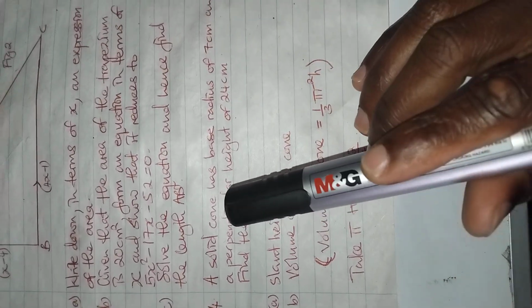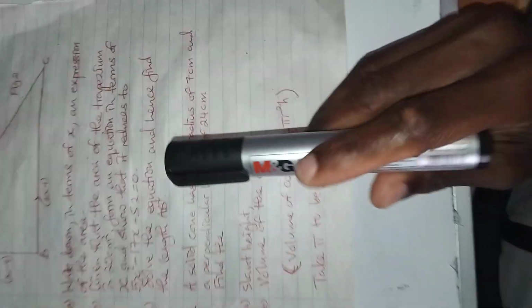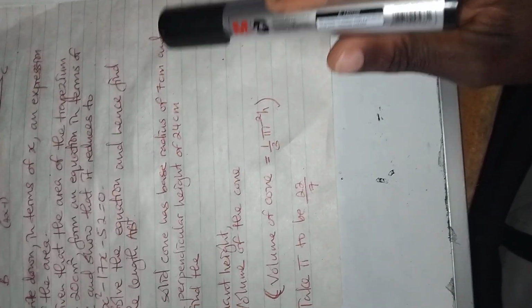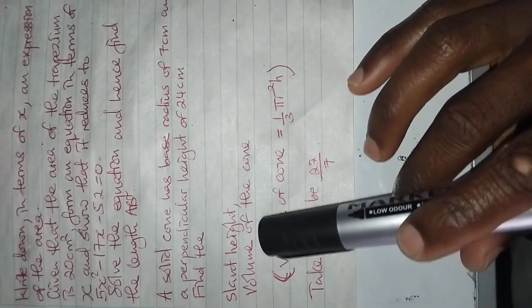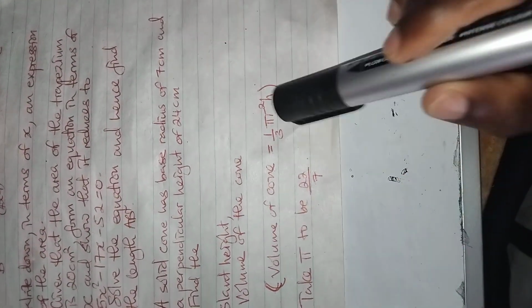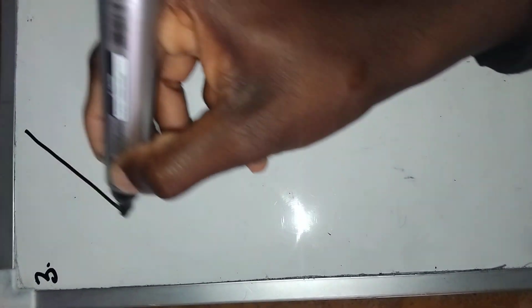Right, we have the last question. A solid cone has a base radius of 7 cm and a perpendicular height of 24 cm. Find A, the slant height, and B, the volume of the cone. The formula for the volume is given. First, you should know the shape of the cone.